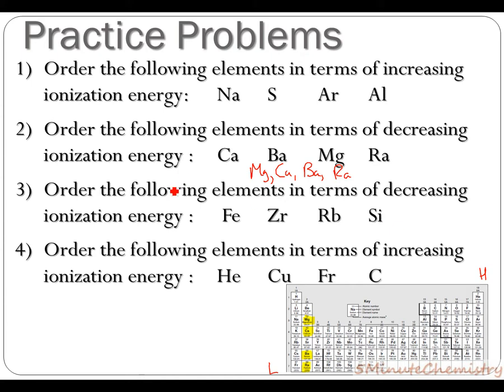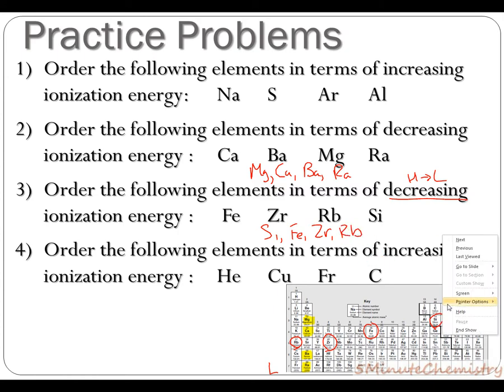Now order the following elements in terms of decreasing. So again, decreasing is going to be high to low. And we are looking at iron, zirconium, rubidium, silicon. So iron, and let's see, it was rubidium, zirconium, Zr, and then lastly silicon here. So we want decreasing, high to low, so high values are top right, low values bottom left. I want to go silicon, iron, zirconium, rubidium.